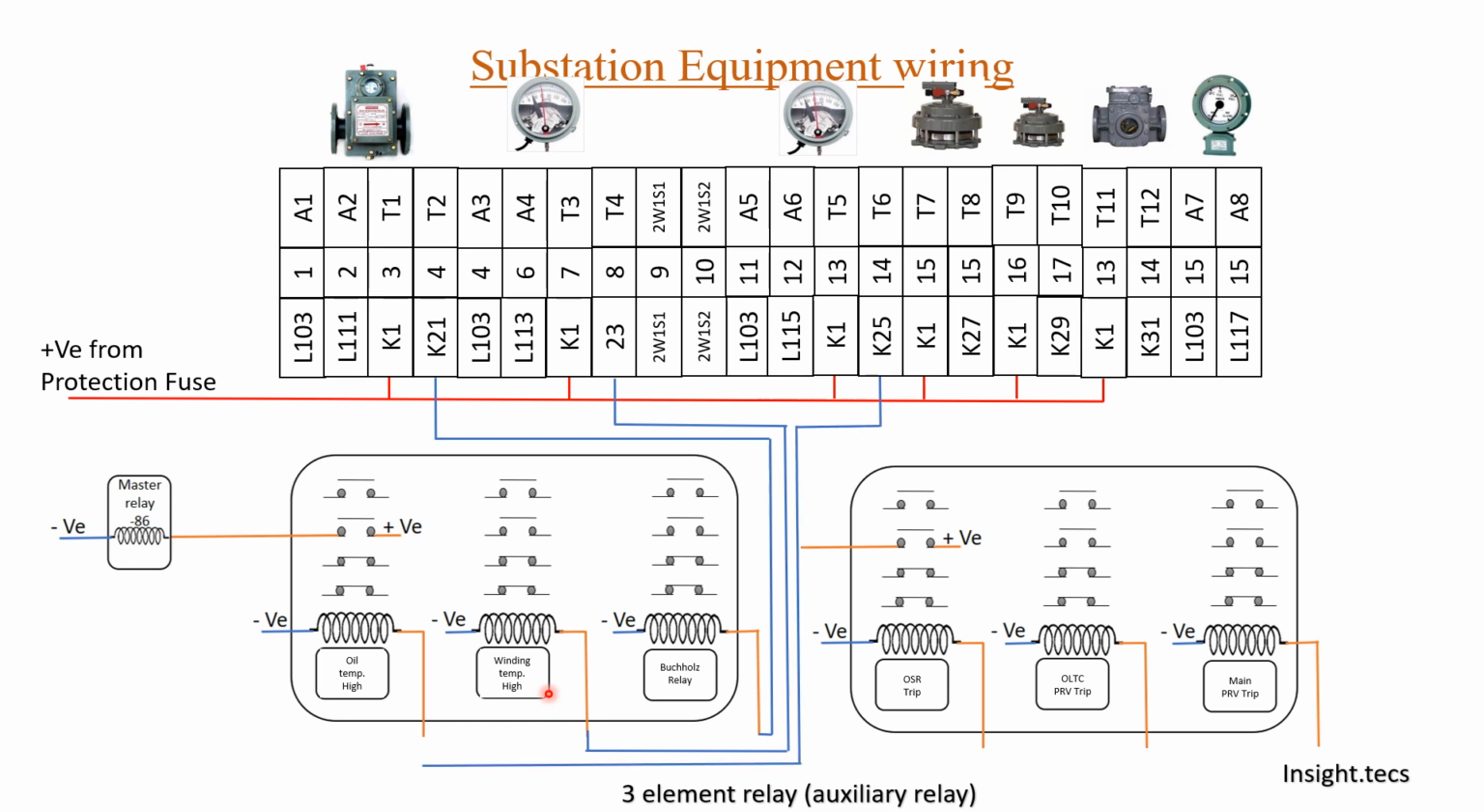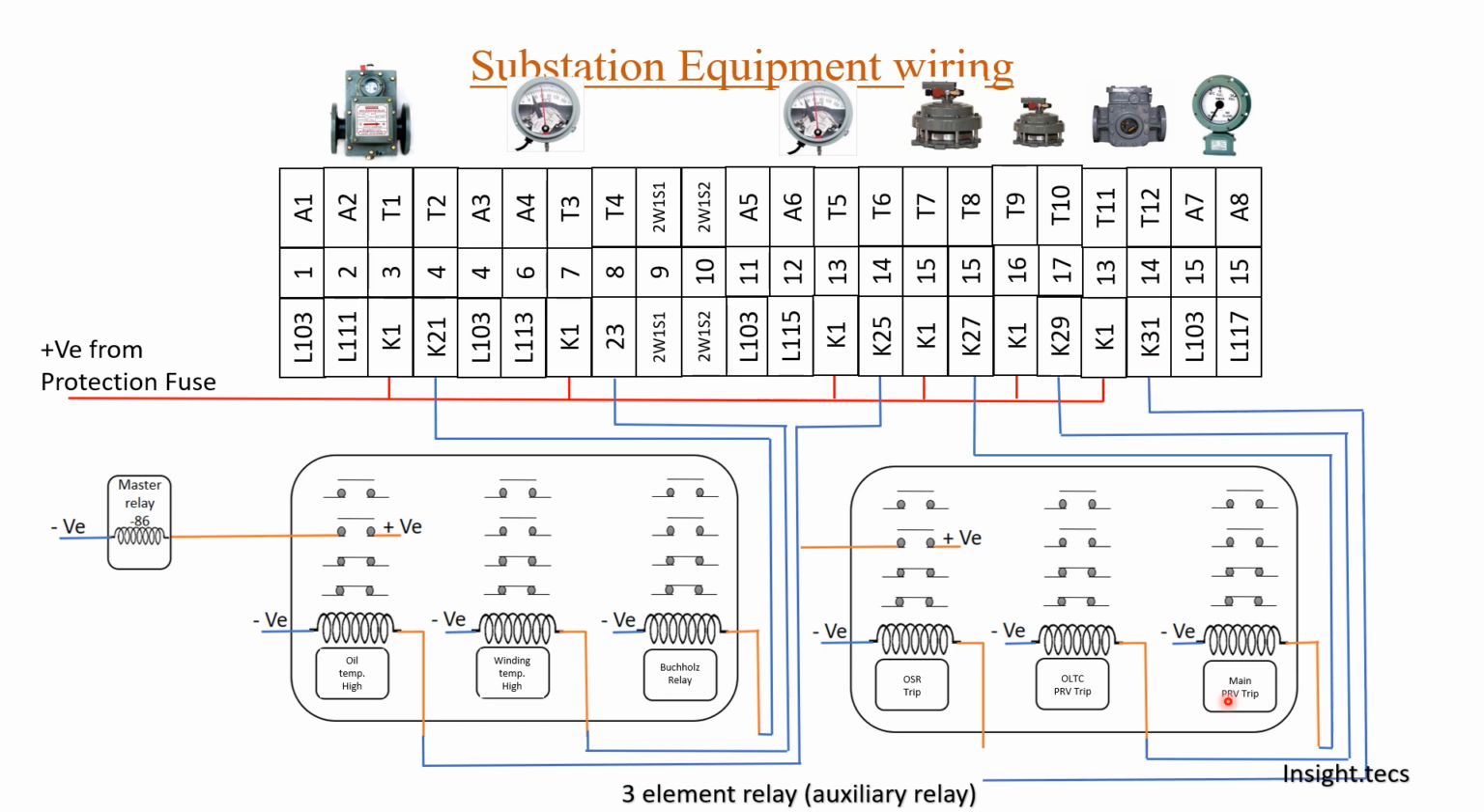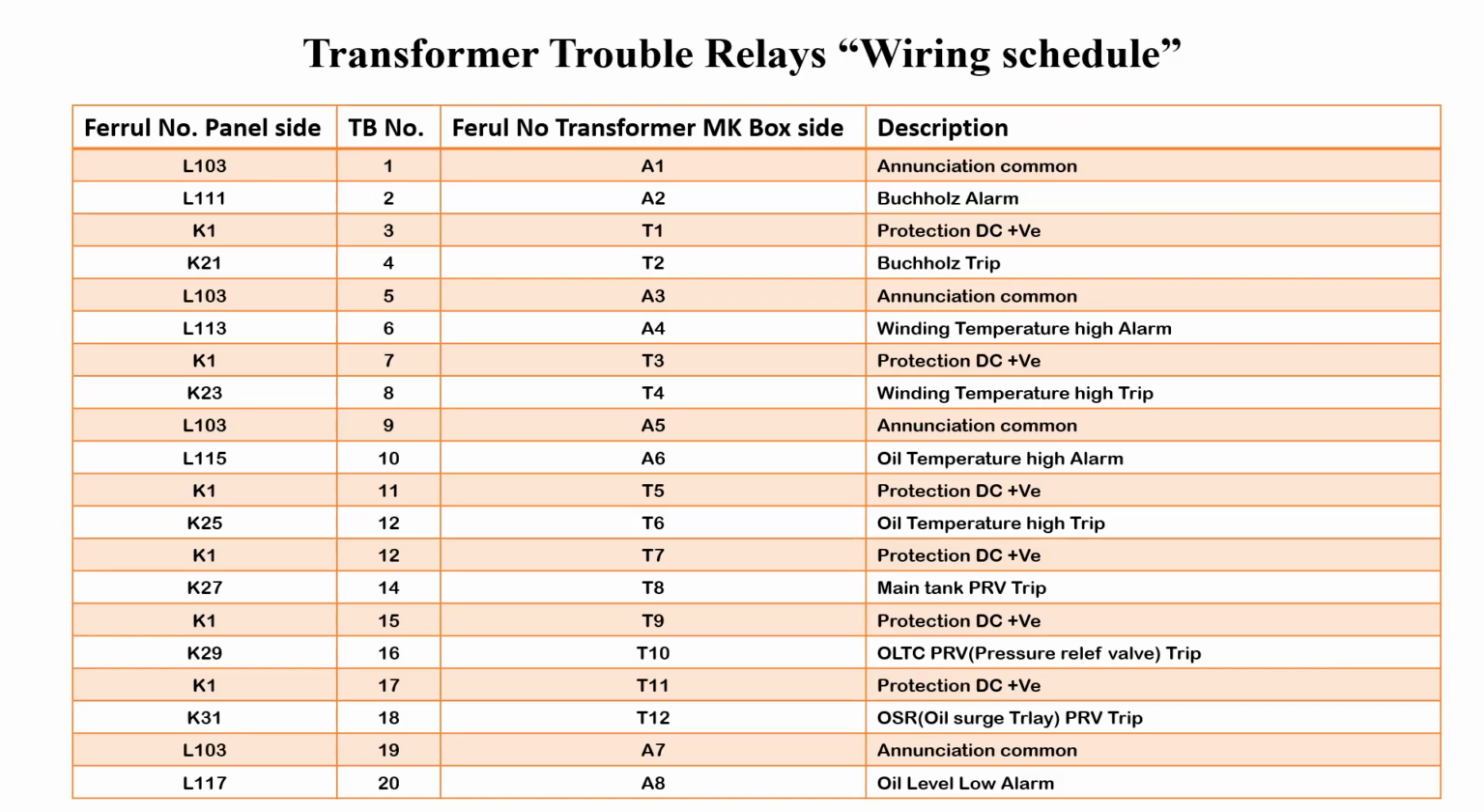Next we will use for OTI, that is indicated as K25. Next is main PRV, main tank PRV, OLTC PRV trip, OSR PRV trip, right? So that is how we will extend our positive contacts. Again I am telling, the nomenclature is almost similar, but in many cases it may be different, but the concept will remain the same for each and every case.